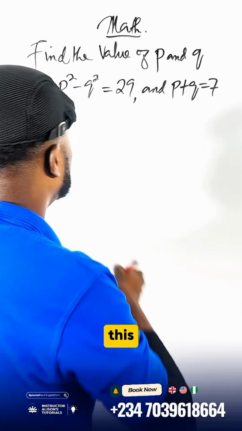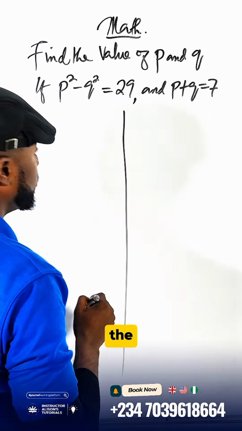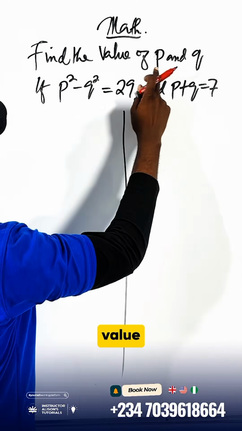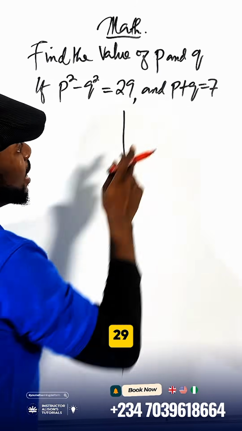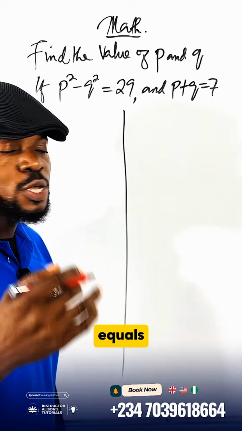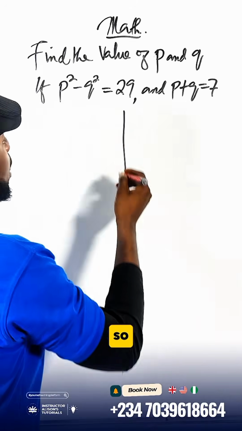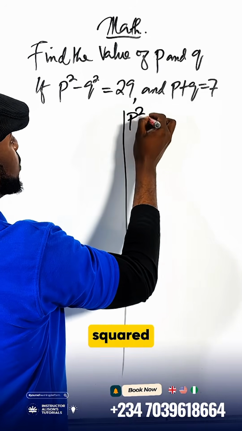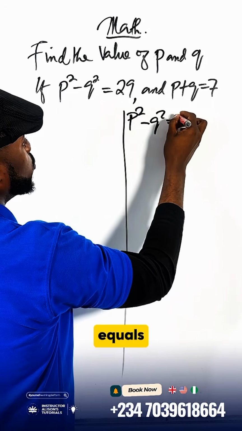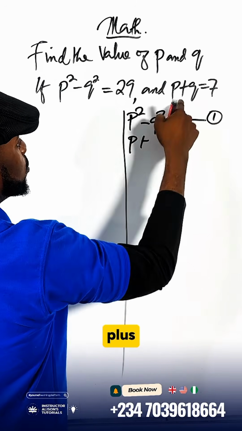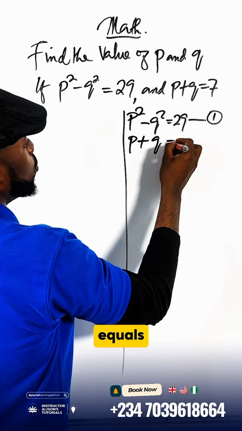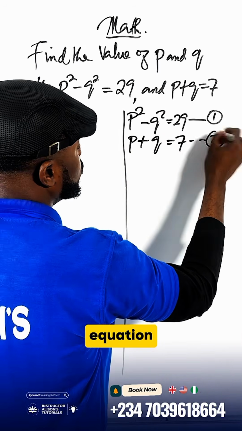Let me show you how to solve this problem. First of all, I'll divide the board. So they say find the value of P and Q if P squared minus Q squared equals 29 and P plus Q equals 7. So I will just say P squared minus Q squared equals 29. Let's take this as our equation 1. And then P plus Q equals 7. This should be our equation 2.